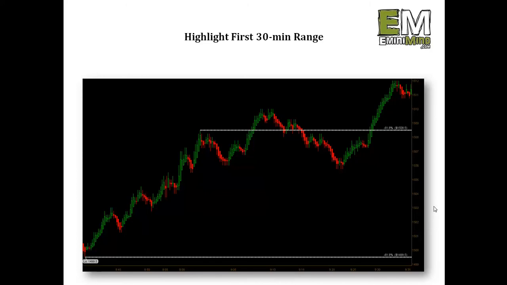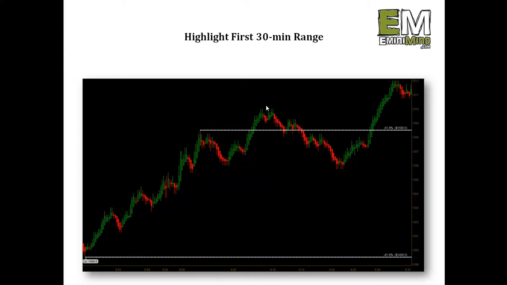The other thing that's important is to outline the first 30 minutes of the day. Now, as you know, I don't trade the first 30 minutes of the day on the ES because it can be rather choppy. This chart in particular looks pretty clean for the first 30 minutes, but it's not always the case. So I will mark the low and high for the first 30 minutes of the ES, that's 8:30 to 9 Central Time, and that gives me a reference point.